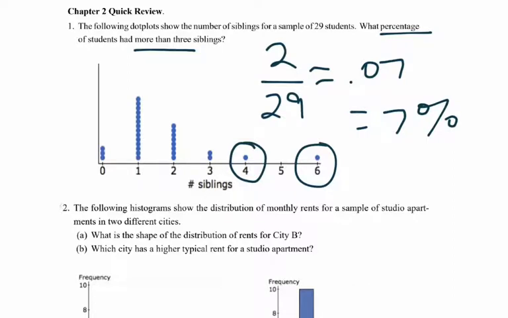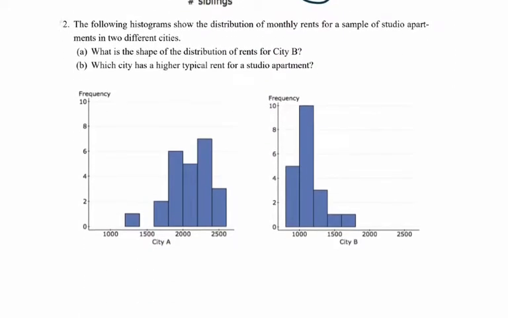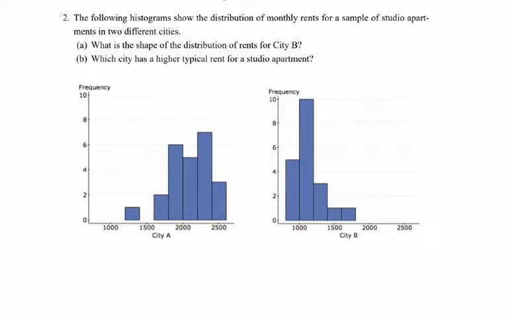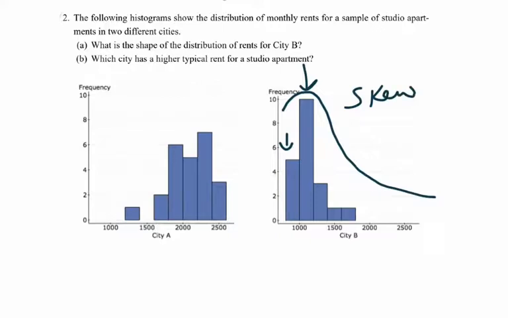The next question says the following histograms show the distribution of monthly rents for a sample of studio apartments in 2 different cities. What is the shape of the distribution of rents for city B? So you'll notice for city B, you've got a lot of data here and then some over here, but then not a whole lot of data past that point. So I would say this graph is skewed, and I would say skewed right, because the tail, remember, indicates the direction of skewness. So because the majority of the data is under a certain amount, that means it tapers off and leaves us that tail on the right side.